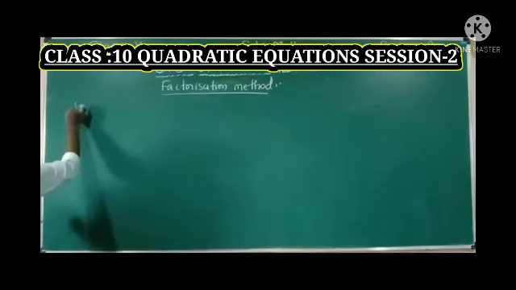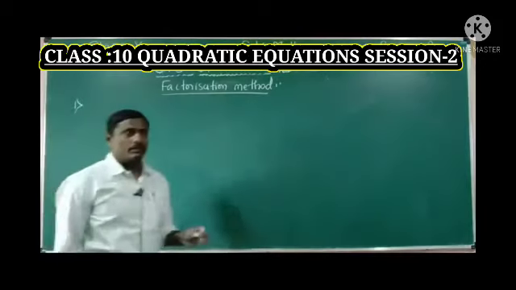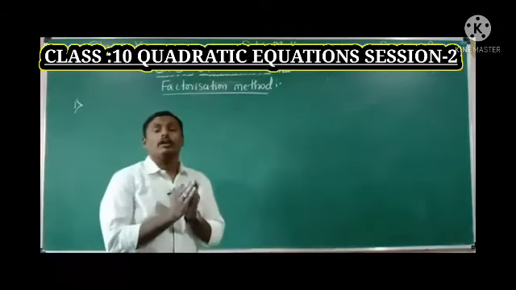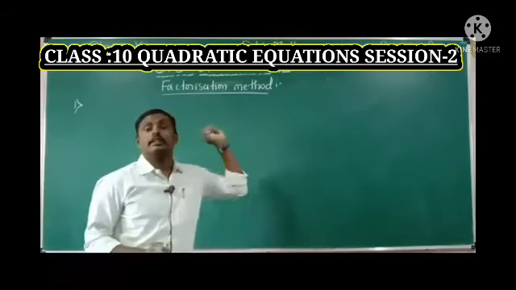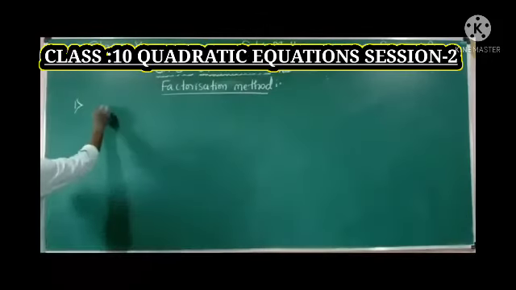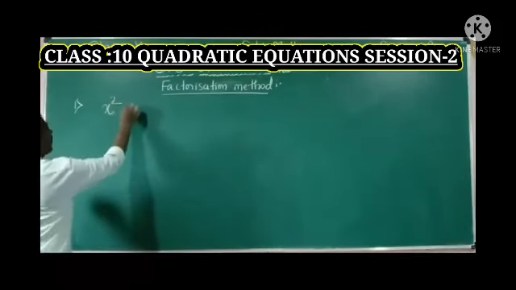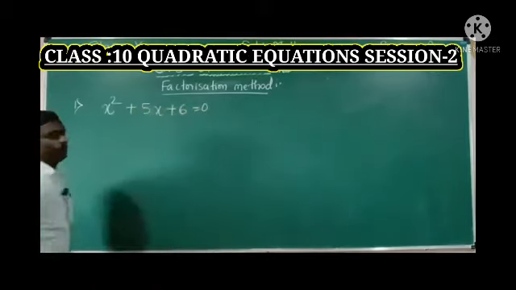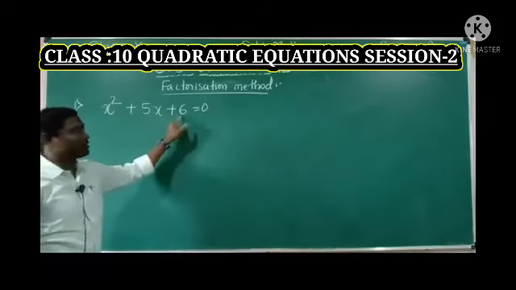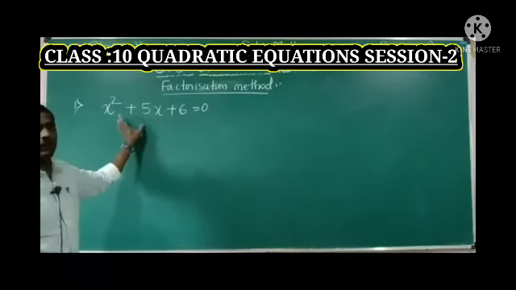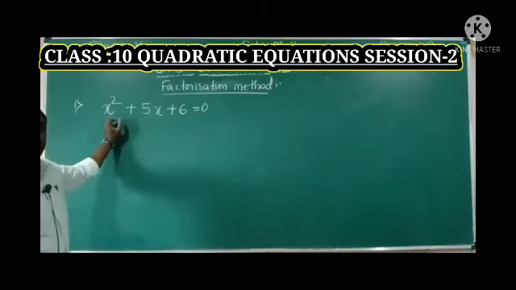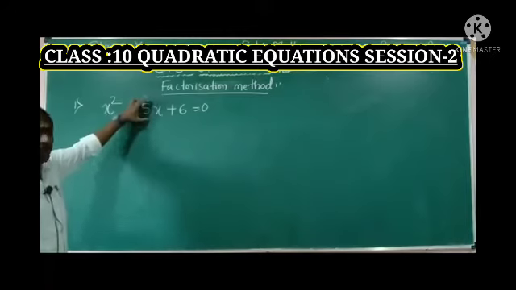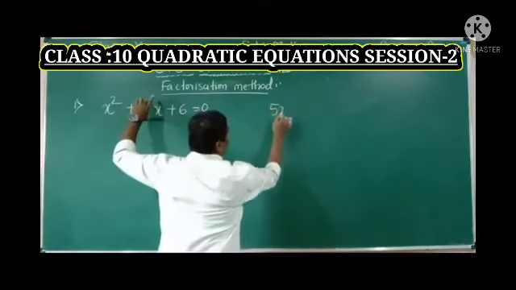Here I will take one example. Through that example you will get some idea of how to factorize the given quadratic equation. x square plus 5x plus 6 is equal to 0. It is in the standard form of the quadratic equation, right? So just split the middle term. What is the middle term here? 5x is the middle term.